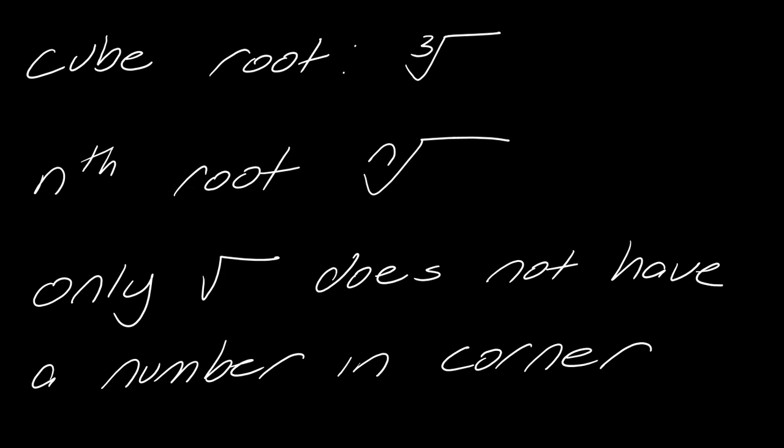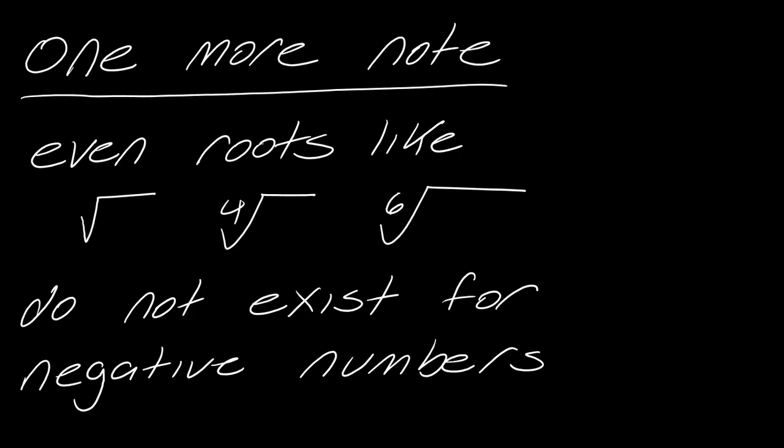Now, one other thing I want to note is that for this video, we're going to say that for even roots, like square roots, 4th roots, and 6th roots, if the number underneath these is negative, these do not exist. You can't evaluate these for negative numbers.